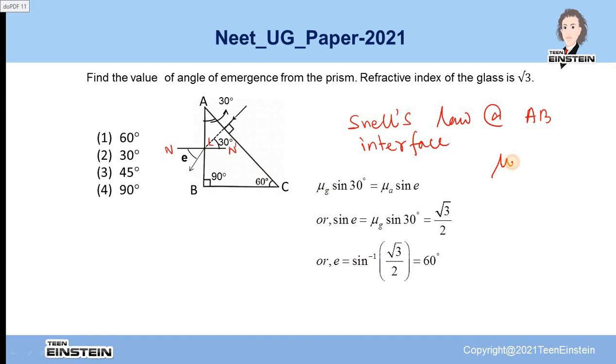So mu g is given as root 3. Mu g means refractive index of the material of the prism, that is the glass. And mu a is the refractive index of the air medium, which is 1. If we put these values, then we get sine E is equal to root 3 by 2, and hence E is equal to sine inverse root 3 by 2, that is equal to 60 degrees.